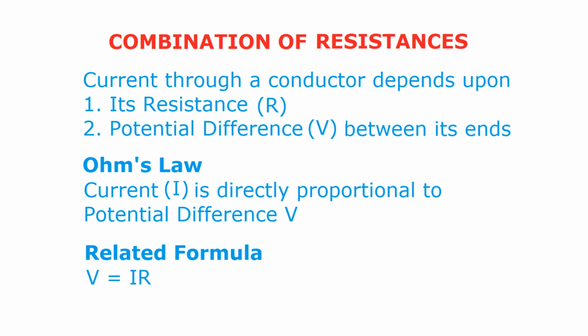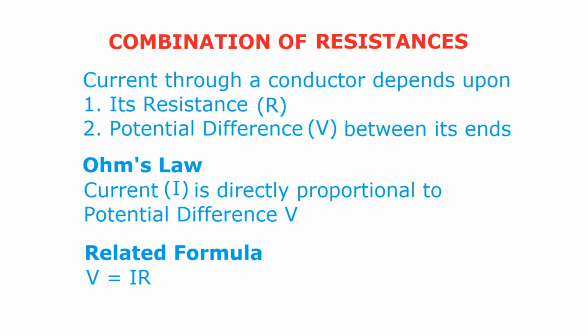Hi friends, let's see combination of resistances. We know that the current through a conductor depends upon its resistance and the potential difference across its ends. Ohm's law gives us the relationship between the current and the potential difference. The current I flowing through the conductor is directly proportional to the potential difference across its ends. That is, I is proportional to V. Therefore, V is equal to R into I.